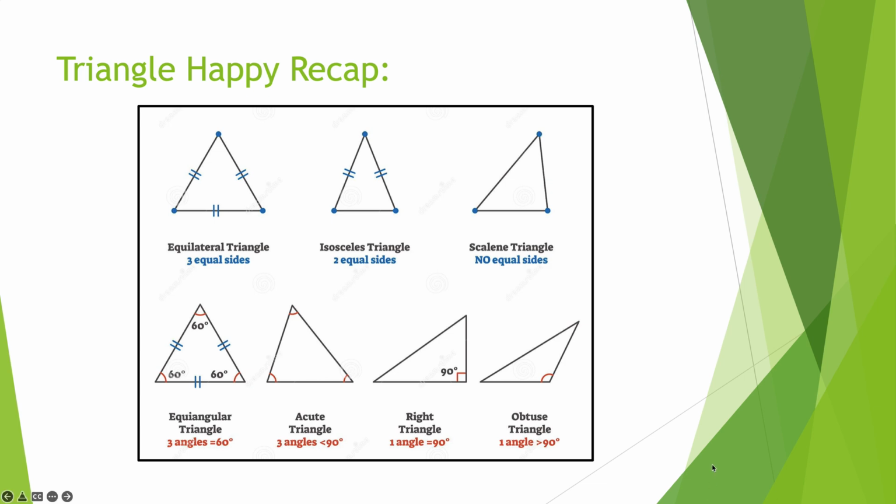Just remember, when we classify by sides, I could have no equal sides, 2 equal sides, or 3 equal sides. 3 is equilateral, 2 is isosceles, none is scalene. And with angles, I can have all 3 angles the same, which is equiangular. I can have an acute, which is 3 angles all less than 90. I can have 1 angle of 90. That would be a right triangle. And I can have an obtuse, which is 1 angle greater than 90. So that's your basic shapes and everything you need to know.